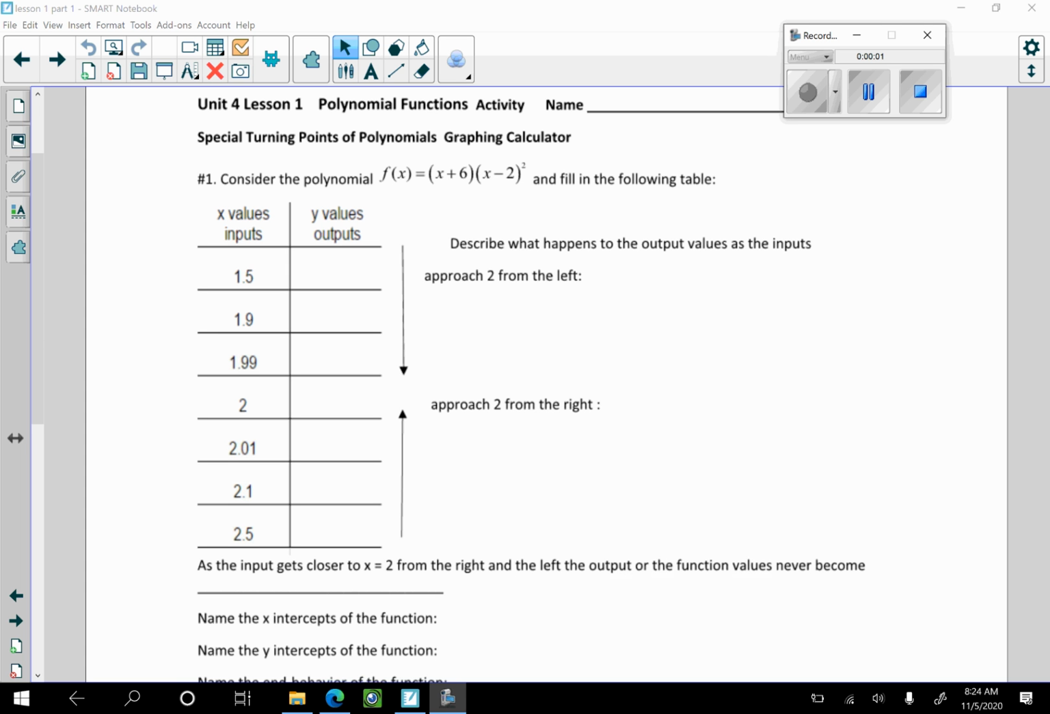So we're going to look at Unit 4, Lesson 1, Activity. We're going to put this function into our graphing calculator, and we're going to use the table feature to fill out these outputs for these particular inputs. So let's give that a whirl. Put that guy in, fill out the table, and we'll see what happens.